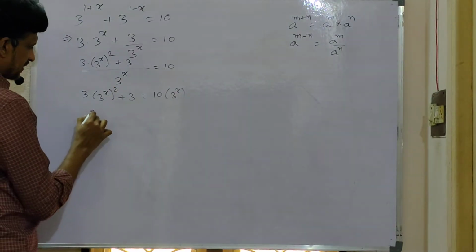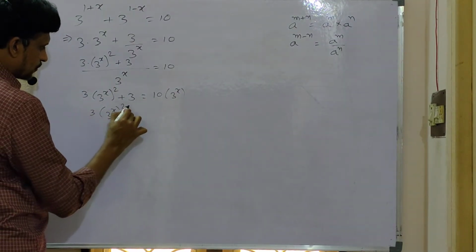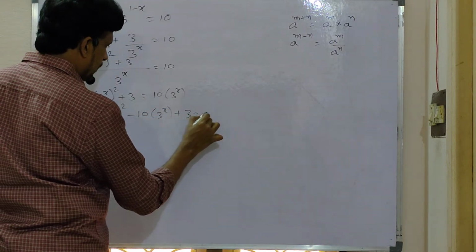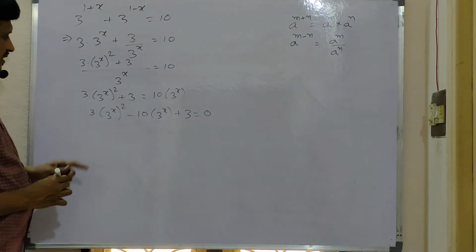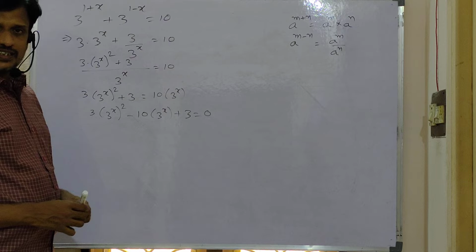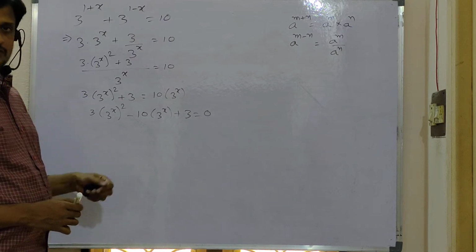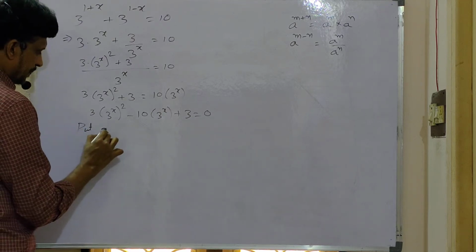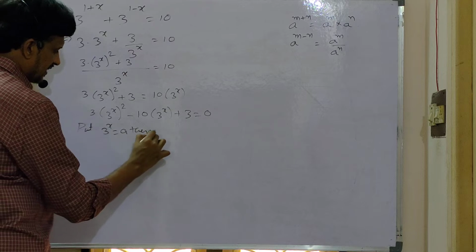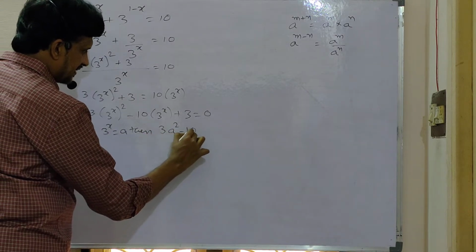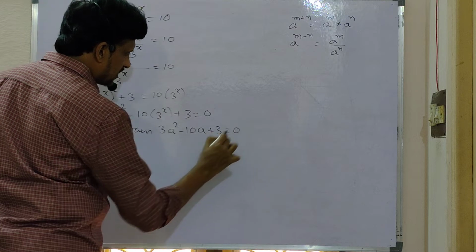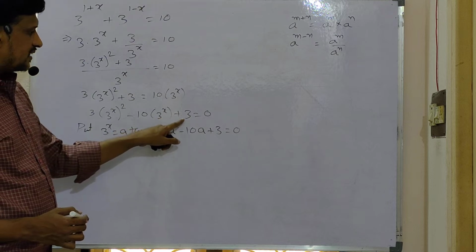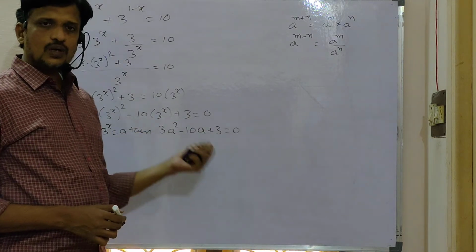Now write all the terms together. Then you are getting 3 into 3 power x whole square minus 10 into 3 power x plus 3 is equal to 0. So you can observe this is in the form of ax square plus bx plus c. Just for our convenience, replace this 3 power x by a constant. Put 3 power x is equal to a. Then this will be 3a square minus 10a plus 3 is equal to 0. So we got a quadratic equation here.